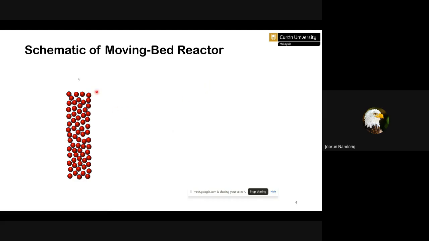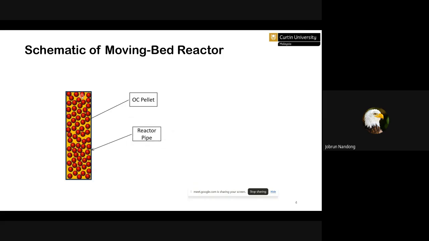So now we have an oxygen carrier. This one we call oxygen carrier. Okay, it's a pellet. So our pellet here is iron oxide. Okay, so we have a casing inside the reactor pipe.